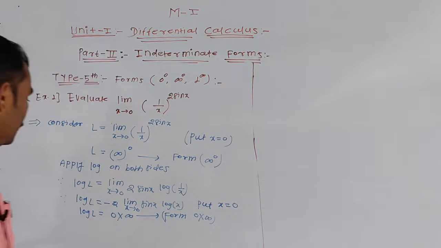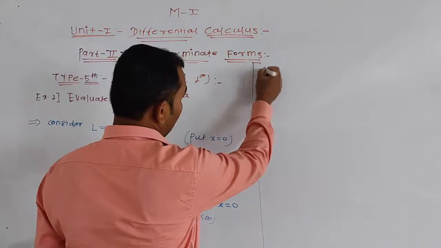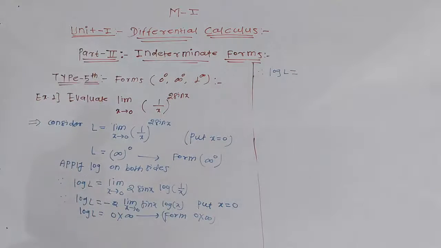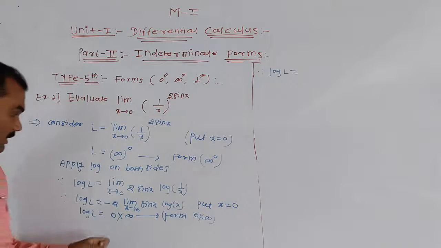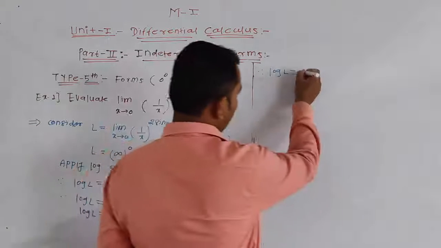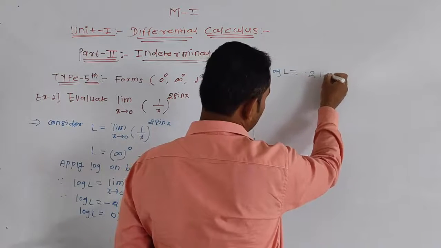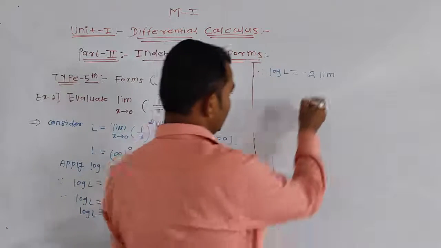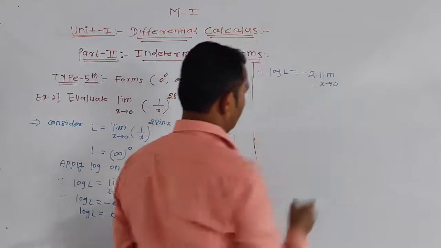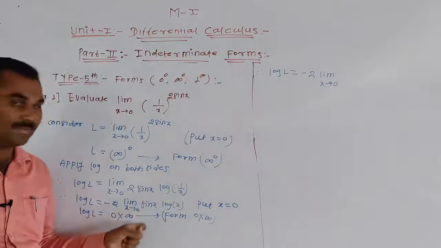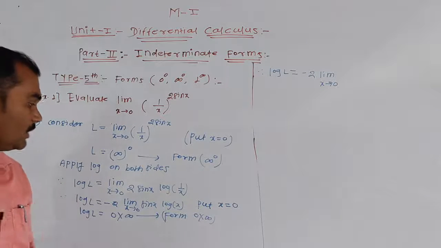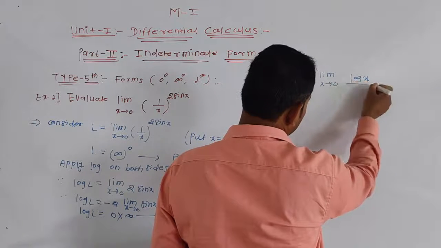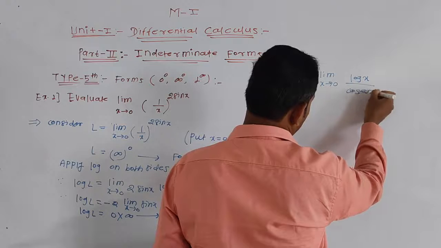Okay. So now, therefore log of L is equal to this, minus 2 as it is, minus 2 limit x tends to 0. This sin can be written as 1 by cosec. Correct. So here, log of x divided by sin can be written as 1 by cosec. Okay.